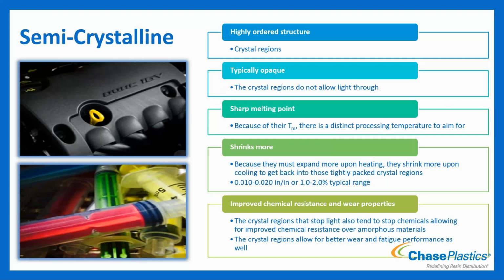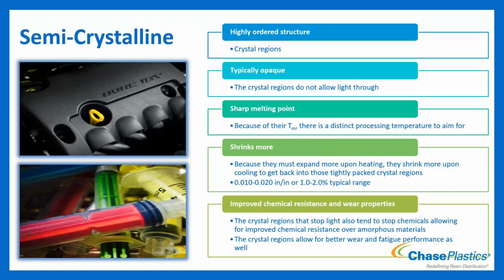Shrinks more. Because of those crystal regions that are really tightly packed, we need to get them to expand out so that they can flow by each other. We've got to basically untangle those tight regions so we can get the material to flow. And so when it starts to cool, they want to go back to those tight, highly organized crystal regions. And so they shrink more to try to get back to that.